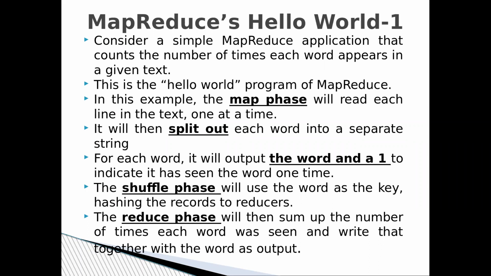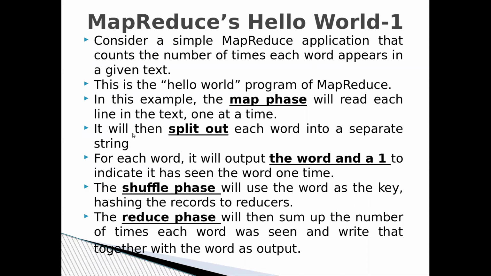So we have a text file which we want to read, and we want to count what word in that file occurs how many times. That file may have 100 words, maybe millions of words. This program will do the counting very easily. In the word count example, we have the map phase which reads each line in the text one at a time. You are having a text file with maybe hundreds and thousands of lines. The map phase is going to read each line one at a time.